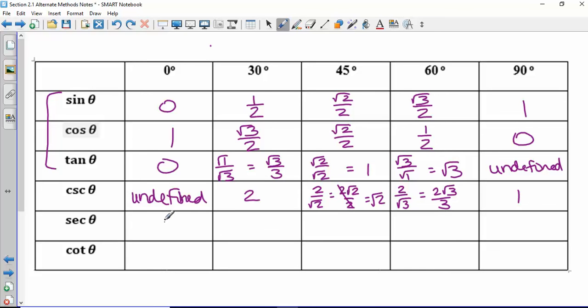Okay. Secant is the reciprocal of cosine. So reciprocal of 1 is 1. We have 2 over radical 3. That turns into 2 radical 3 over 3. 2 over the square root of 2. That's 2 radical 2 over 2, which is just the square root of 2. If I flip 1/2, we get 2, and then what's the reciprocal of 0?